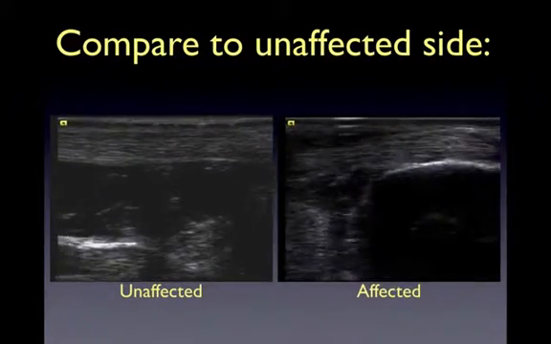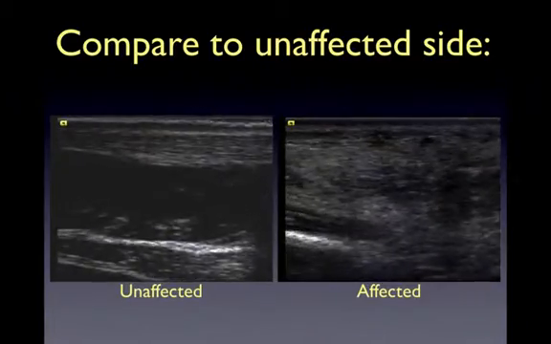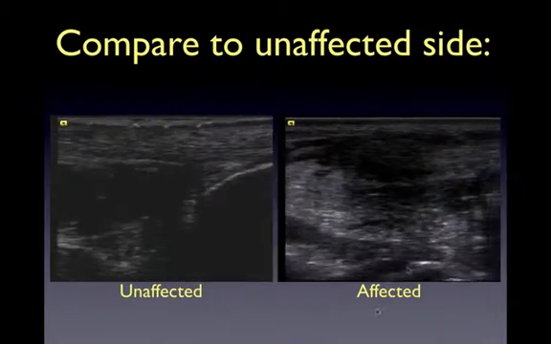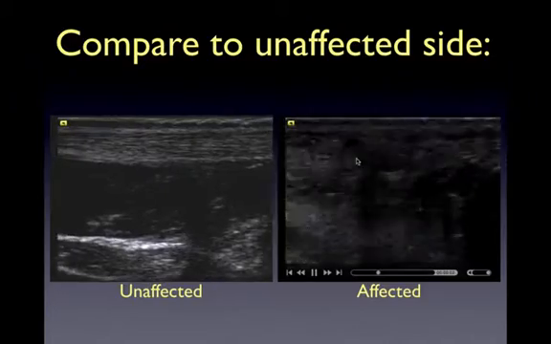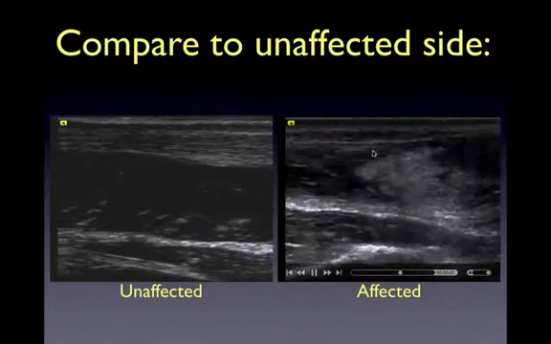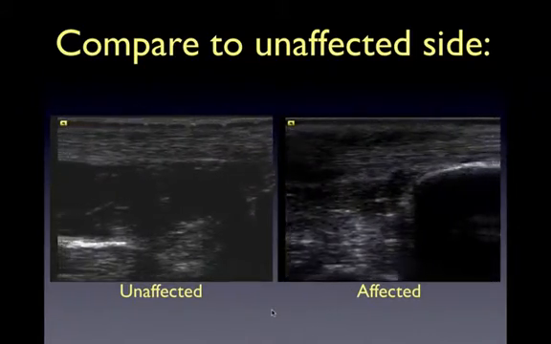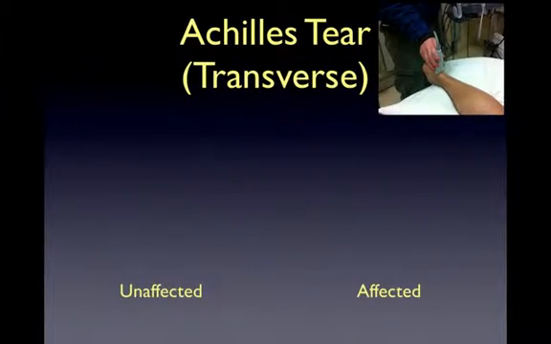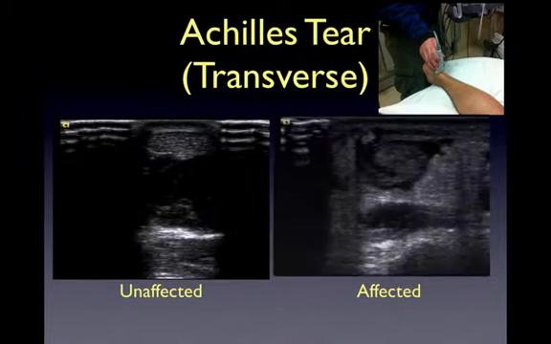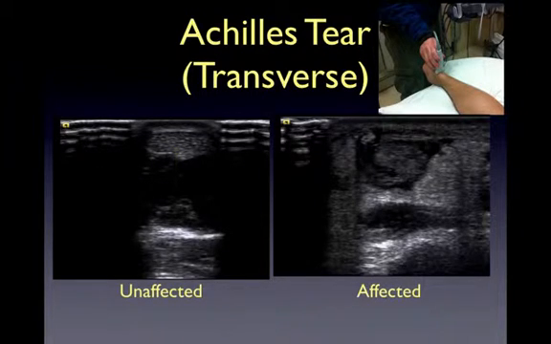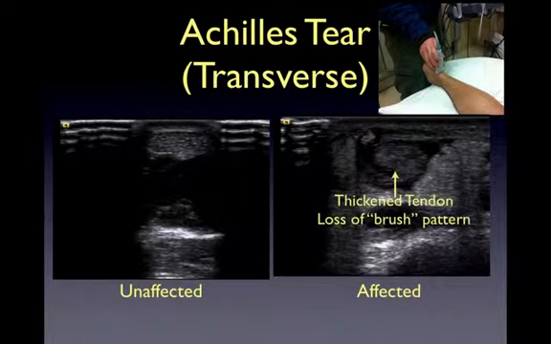Again, comparison to the other side shows evidence of hemorrhage within the musculotendinous region of the Achilles with swelling and heterogeneous appearance and loss of the normal fibrillar tendon pattern, as we see here. Over here we see a normal, nice brush pattern on the normal side. In transverse, we see again swelling and surrounding hemorrhage. On the left, we have the normal with a nice smooth brush pattern, whereas on the right, we see surrounding fluid, which is likely blood, and a swollen, thickened tendon with loss of the normal echo texture or brush pattern.